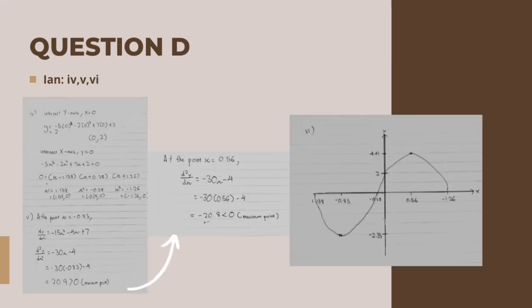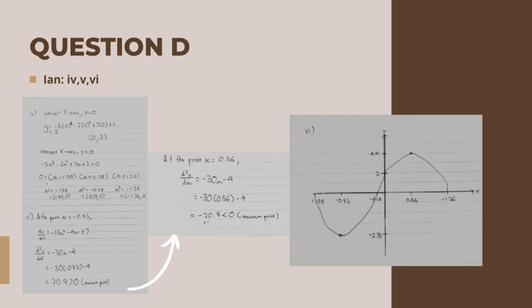Bismillahirrahmanirrahim. My name is Ian Nazril and I'm going to show you how to do question D, 4, 5 and 6. Number 4, y-intercept, x equals 0. So you just replace x with 0 and you get the answer of 2. That means the coordinate is 0 and 2.